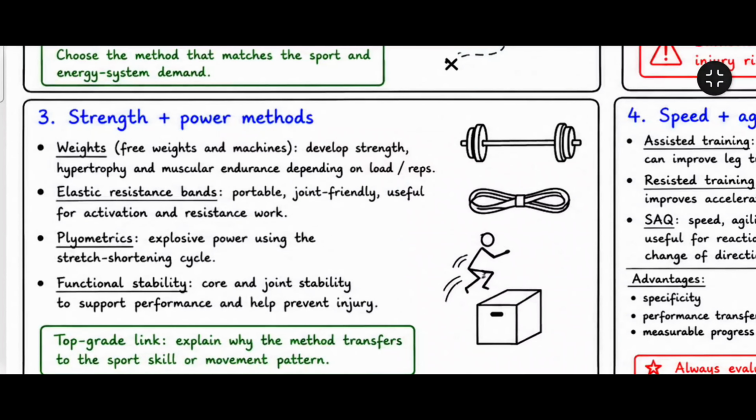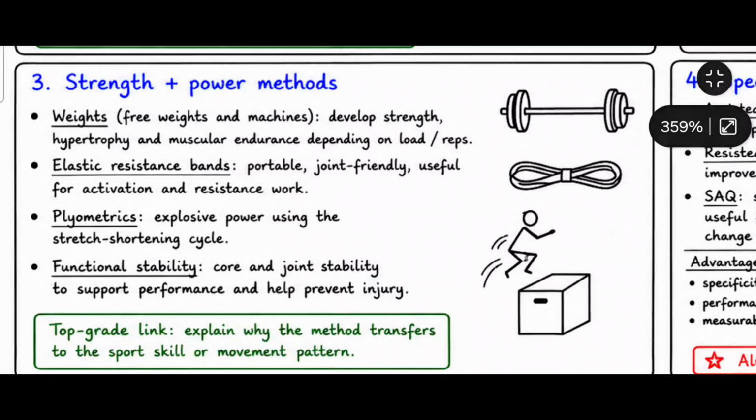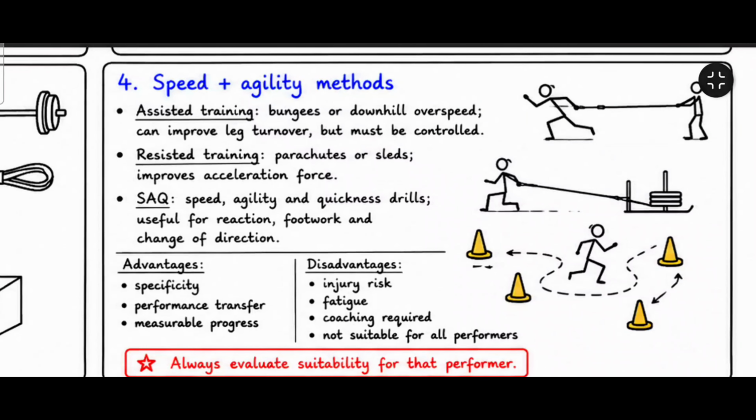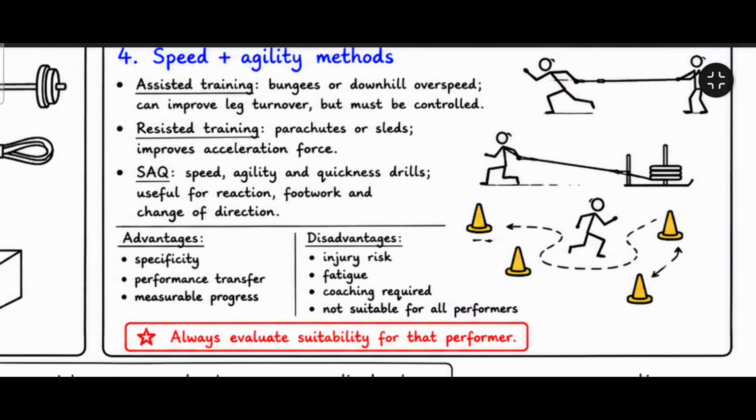Then for strength and power methods, we've got weights, could be free weights, could be machines. We've got elastic resistance bands, we've got plyometrics, and functional stability. Methods for training speed and agility, we've got assisted training, resisted training, and SAQ.